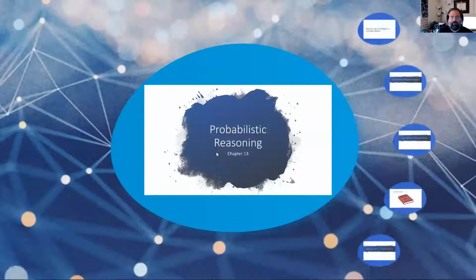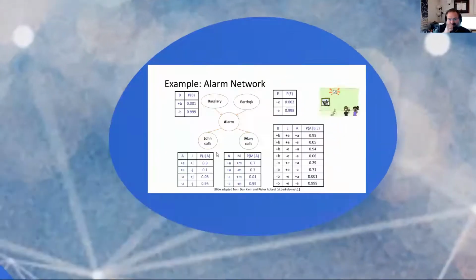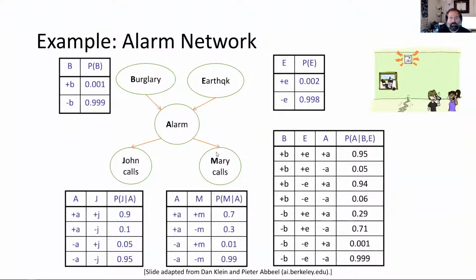So jumping straight into Chapter 13, we're talking about probabilistic reasoning. Starting with the first bit here, representing knowledge in an uncertain domain. Sometimes we have situations where we don't necessarily know with certainty what's going on. A classic example, and one that's discussed in your text, deals with this concept of an alarm going off.